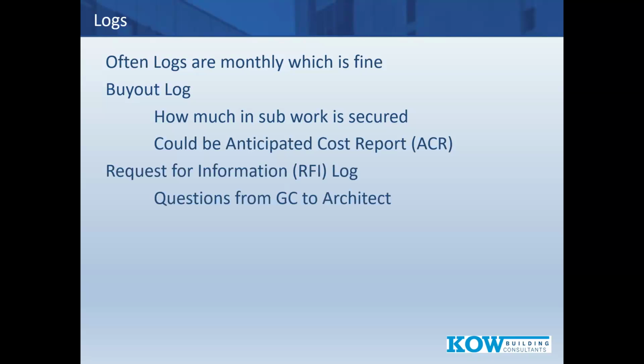Request for information log, RFI log. This is questions from the general contractor to the architect. So the GC says, hey, I have a question on this. This says 6 inches insulation. This says 4 inches. They get that question back to the architect via an RFI.